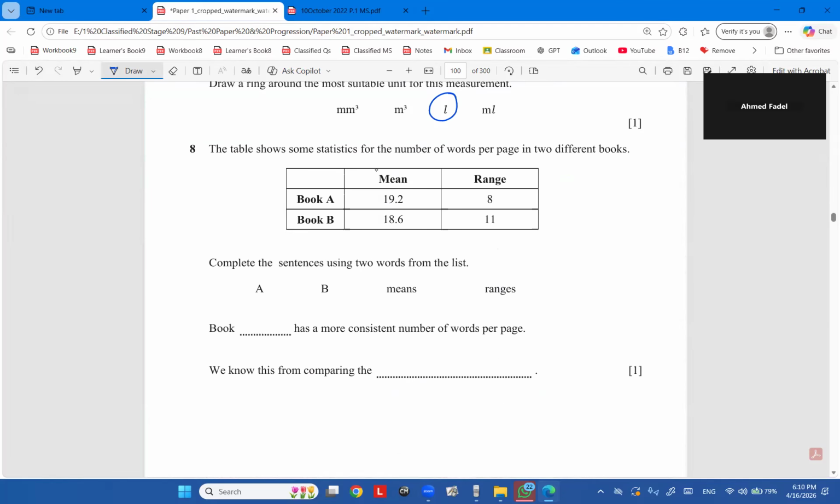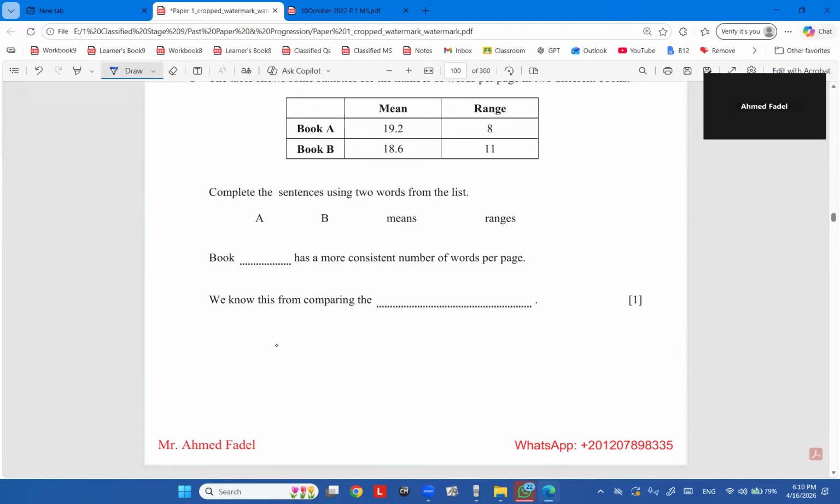The table shows some statistics for the number of words per page in 2 different books. Book A, they're giving you the mean and the range. Book B, giving you the mean and the range. Complete the sentences using 2 words from the list. Book what has a more consistent.